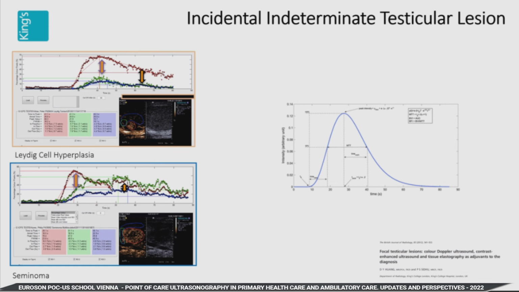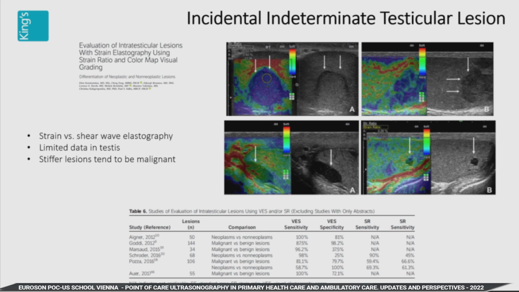So if you've got a Leydig cell hyperplasia, it hyper-enhances, and it enhances more than the background testes for a longer period. If you've got a seminoma or a germ cell tumor, it hyper-enhances and then washes out. In fact, it washes out more than the background testes. So you have a test here that should be able to differentiate. So you need to actually do it for about 1.5 minutes, concentrate on that area, and then do offline imaging.